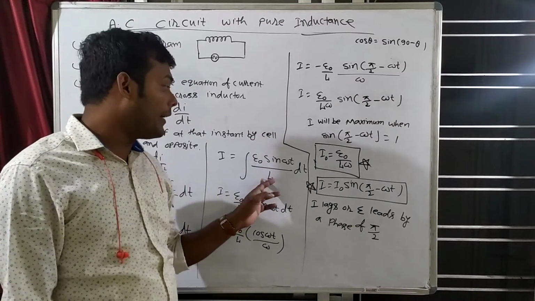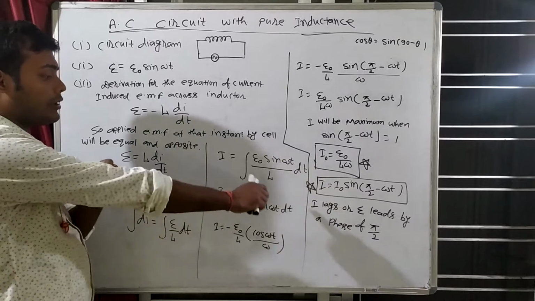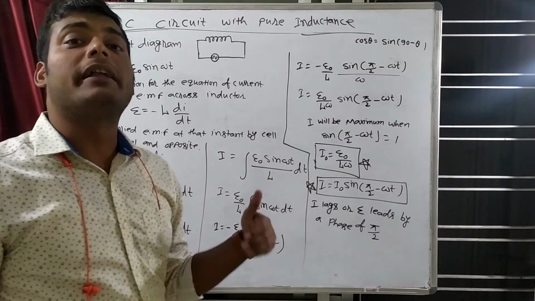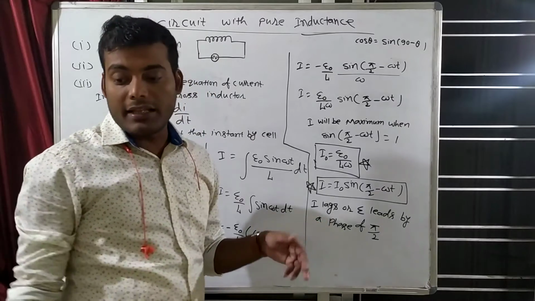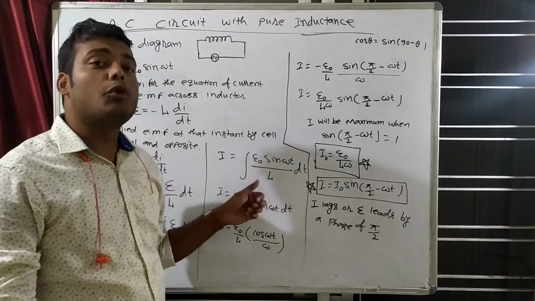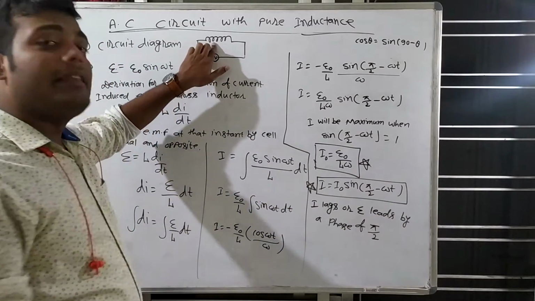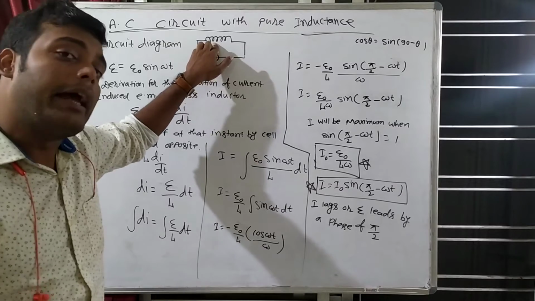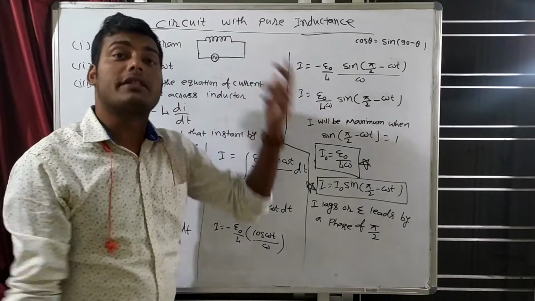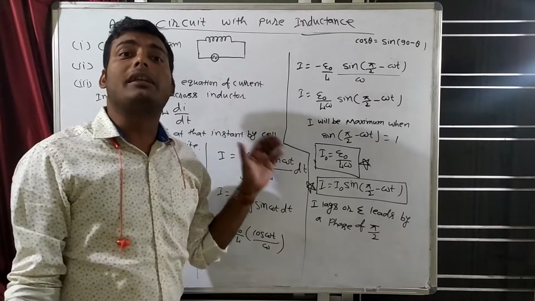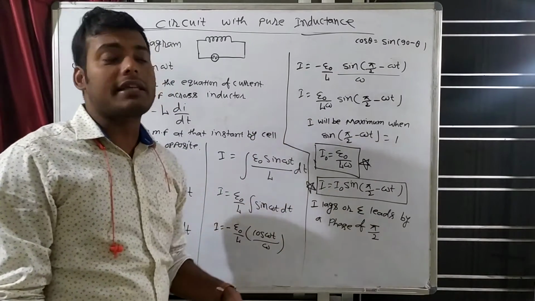L is known as self-inductance. So whatever is a constant, take it outside. L will be constant or not? L depends on the number of turns and the area of cross section. Once we make the inductor, the number of turns will be constant inside the inductor, and the cross section area that we manufacture will also be constant. So L will also be constant. Whatever is constant, take it outside the integration.